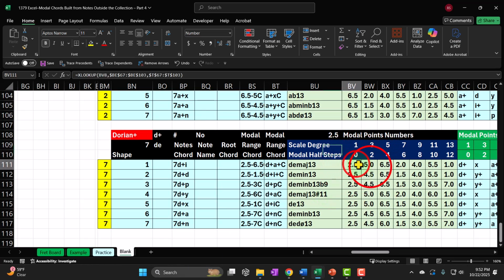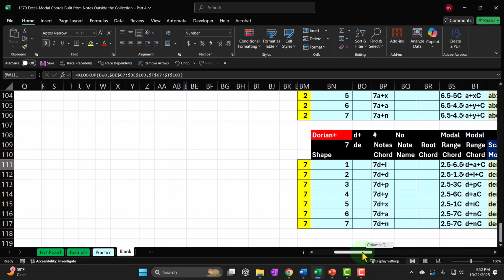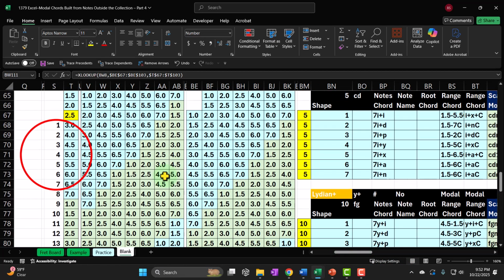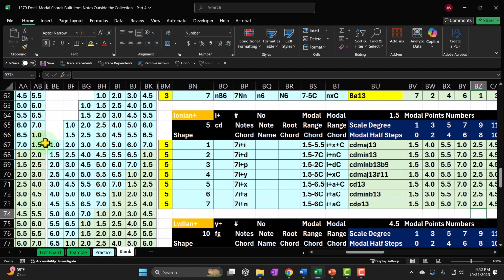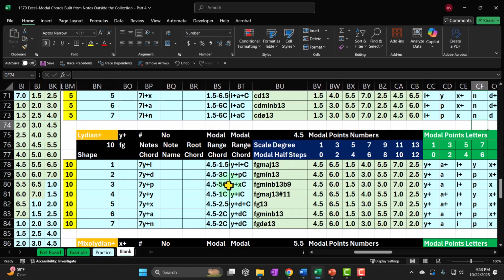It doesn't look like that's what I have. I've got a 5 and a 6.5. I'm at a 2.5. If I go down 1, 2, 3, 1, 2, 3, 4. Yeah, it's a 5 and a 6.5. Yeah, that's right. That's actually correct.